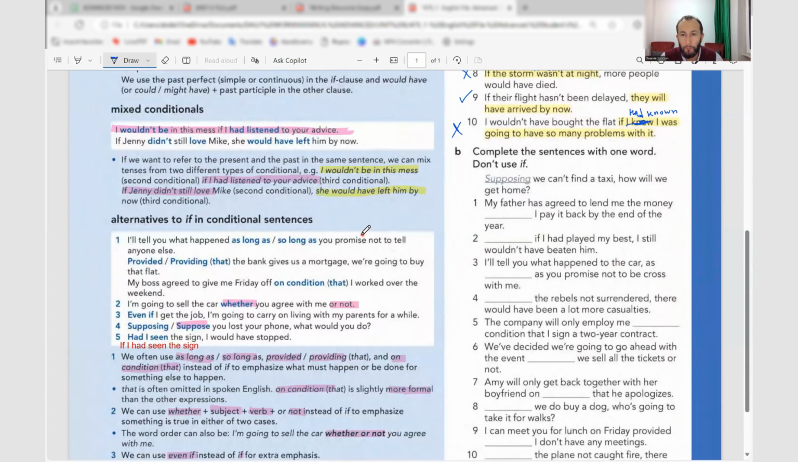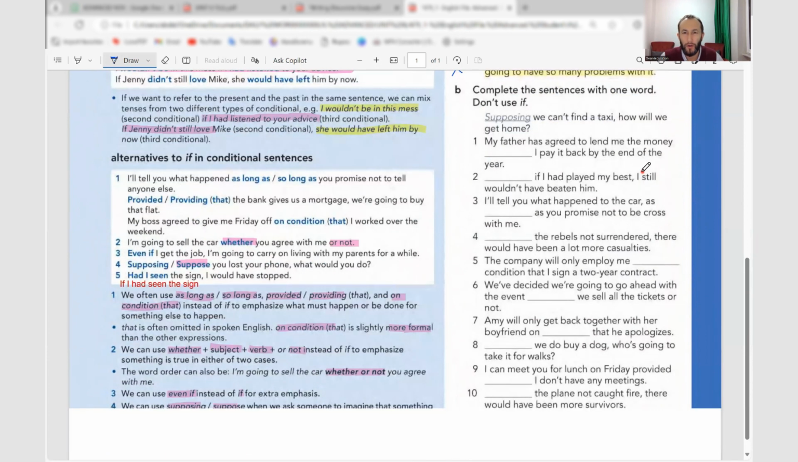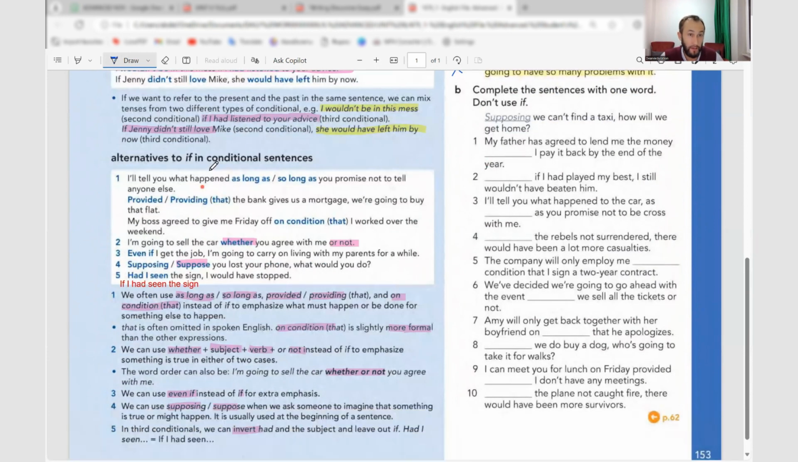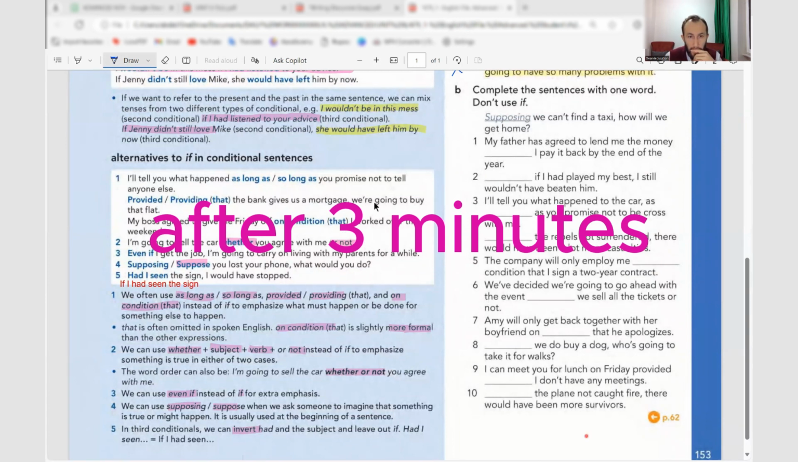Let's work on B as well. One word, that's easy now. Complete the sentence with one word only. Don't use if. We're talking about unless, so long as, providing, provided. So let me be silent, maybe 3 minutes, and then we work together after that. Okay, we'll do it together now.